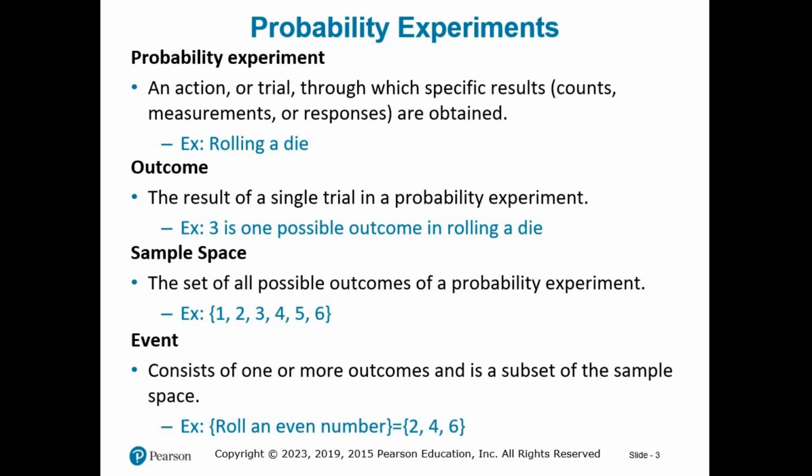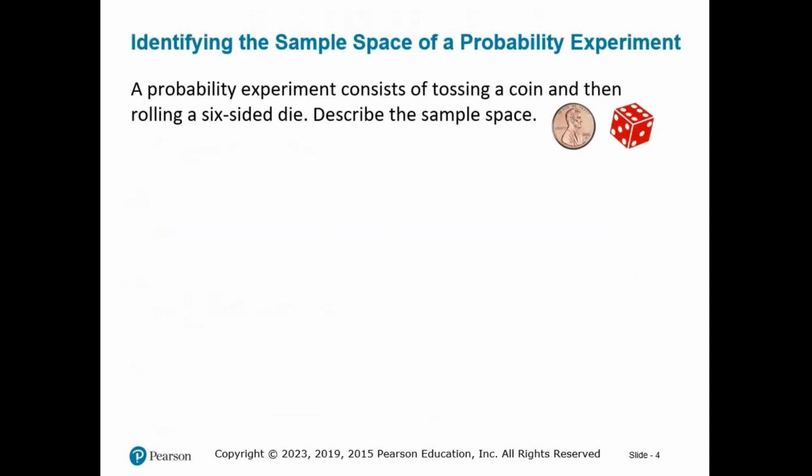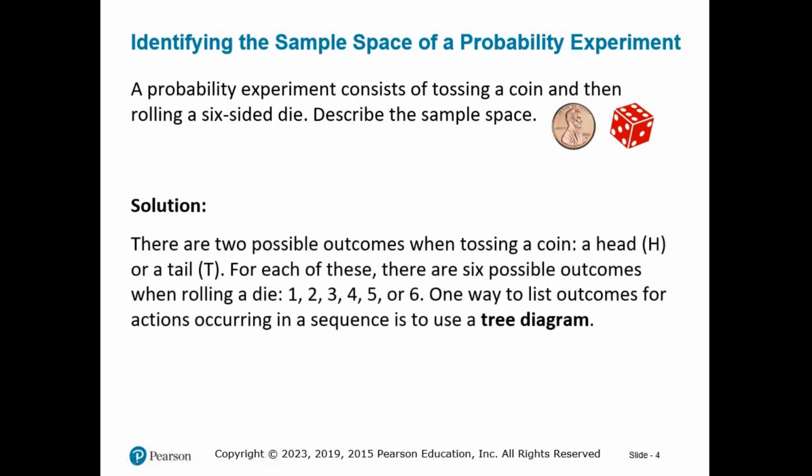Let's practice using some of this terminology. A probability experiment consists of tossing a coin and then rolling a six-sided die. Pause the video and see if you can describe the sample space. There are two possible outcomes when tossing a coin, heads or tails. For each of these, there are 6 possible outcomes when rolling the die, 1, 2, 3, 4, 5, or 6.